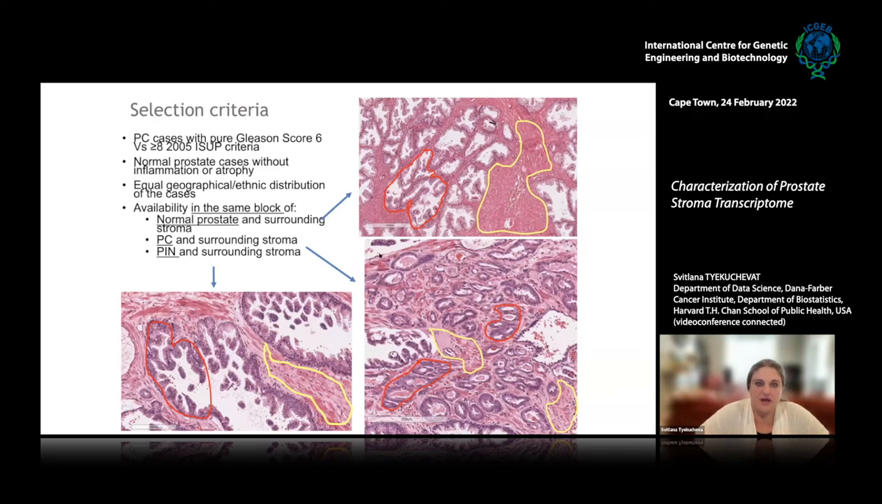The prostates that we looked at were selected to not have any atrophy or inflammation. We also needed to have the normal prostate and surrounding stroma, PIN and surrounding stroma, and cancer and surrounding stroma in the same block. So the benign tissue was actually reasonably close to the tumor. It was still on the same slide.